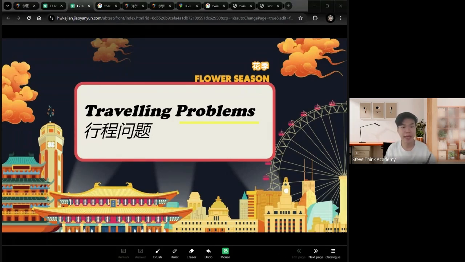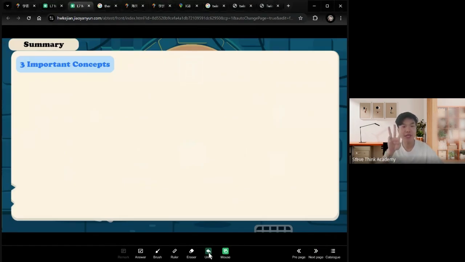Today, we are going to recap our traveling problems we have learned last time. In traveling problems, there are three very important concepts. First would be distance. How far do you travel? It can be in centimeter, but usually it is in meter and kilometer.